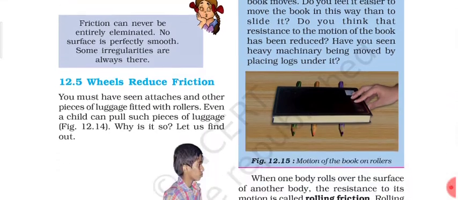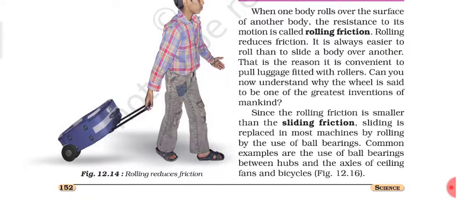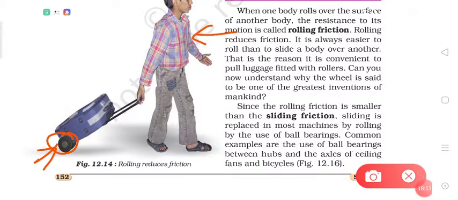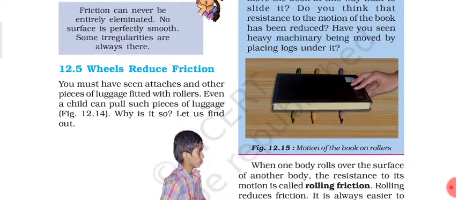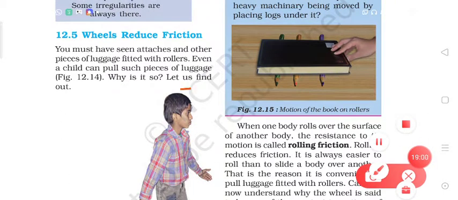Rollers will reduce friction. You have seen that luggage has wheels like this. These are called rollers. By applying these rollers, even a child can move the luggage. Why is this happening? This is because of rolling friction. What is rolling friction? Here you can see what you need to do. You need to perform this activity.